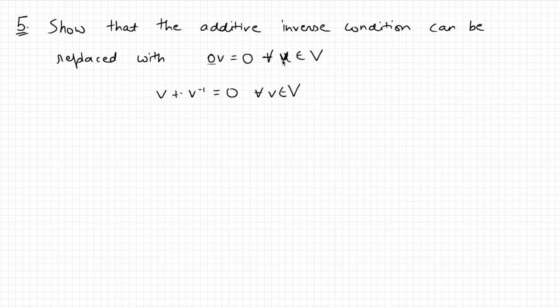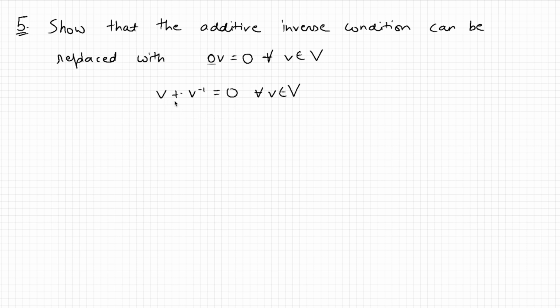Why do I write x? It's v. So if I've written this in earlier videos, please ignore. It has to be v. So this condition here is the additive inverse, and we have to show that proving this is equivalent to proving this. Now let's see how we can do it.